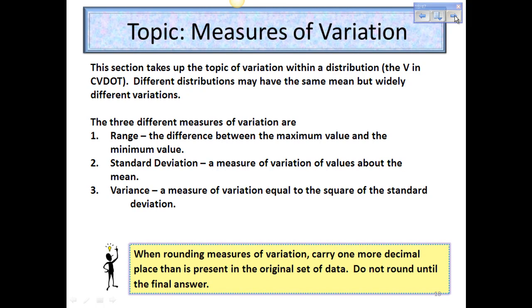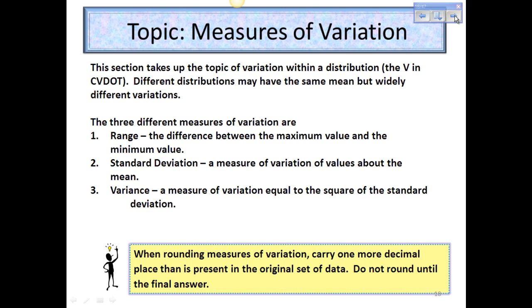This section takes up the topic of variation within a distribution, which is the V in the 5 characteristics that we talked about. Different distributions may have the same mean, but widely different variations. There are 3 different measures of variation: range, standard deviation, and variance.